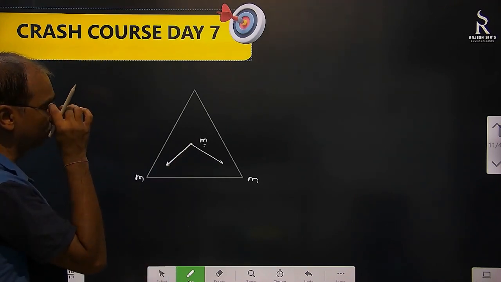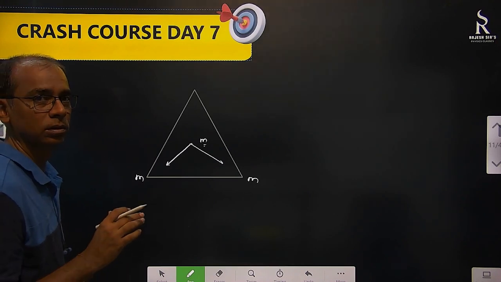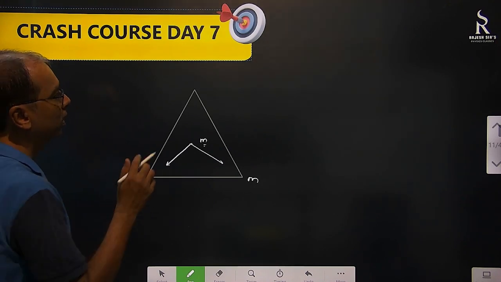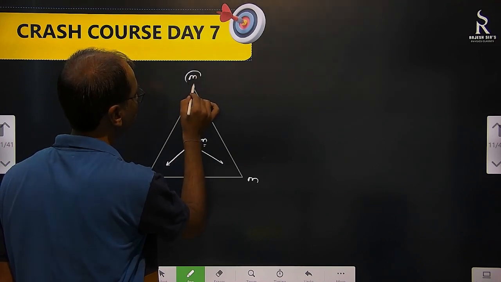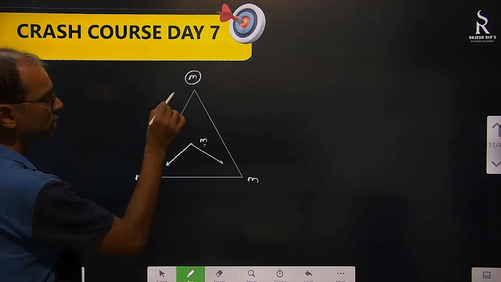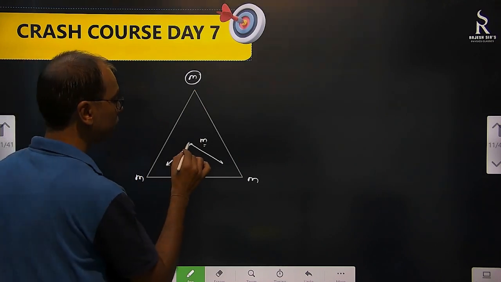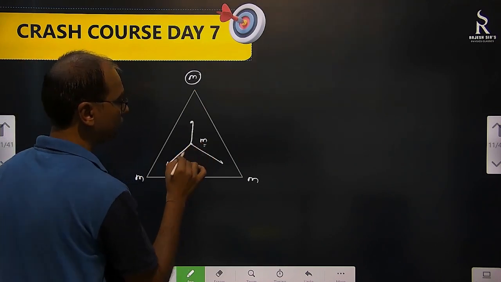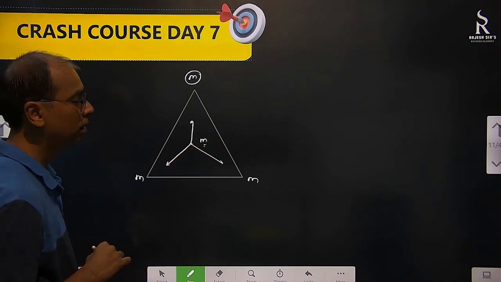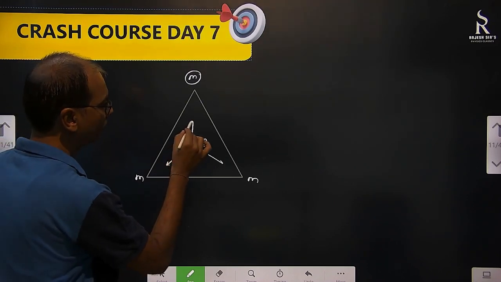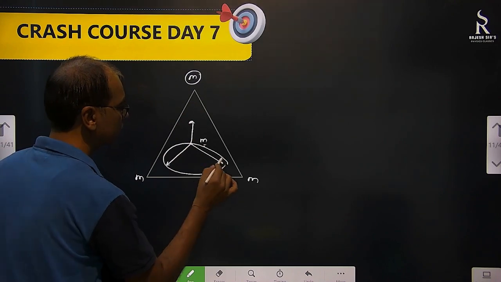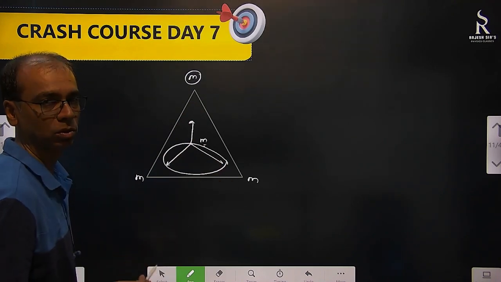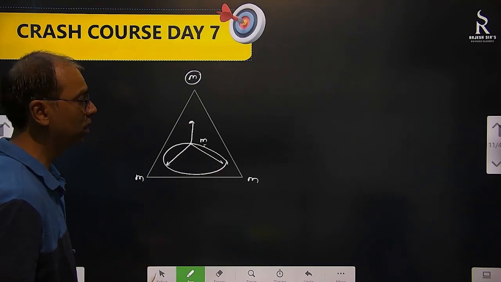Okay, normal. But the smart method is, we'll assume that there is a mass here. This we assume. So when this is also there, the net force is 0 on this particular mass, right? It means the force applied by this upper one is equal to the force applied by these two. Yes or no? Correct. Then only it is 0, no?